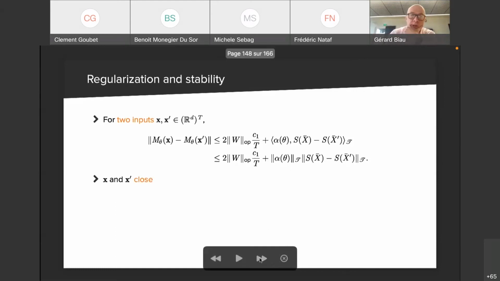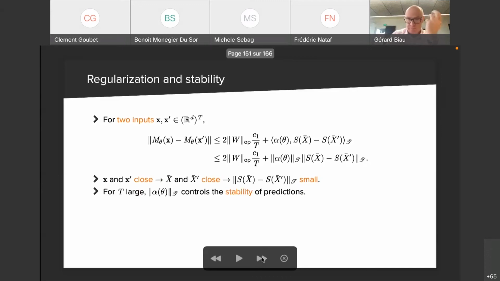And of course, we see that if the two time series, the two processes, are close at the beginning, if the discrete data are close, then so will be the continuous versions. And of course, the signature is continuous, so the difference of the signatures will also be close. So we see that one measures, up to this 1/T term, the stability, I mean the perturbations of the output of the network, by the norm of this alpha theta.